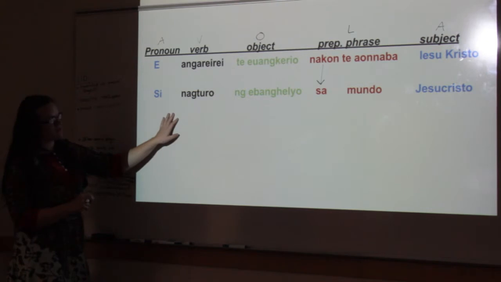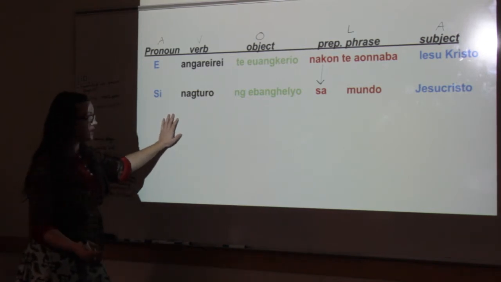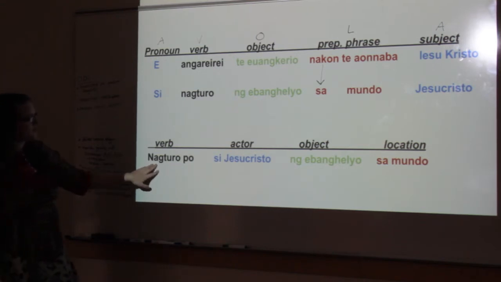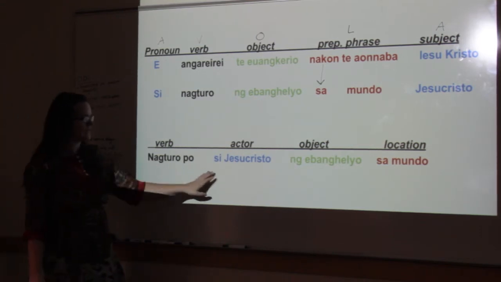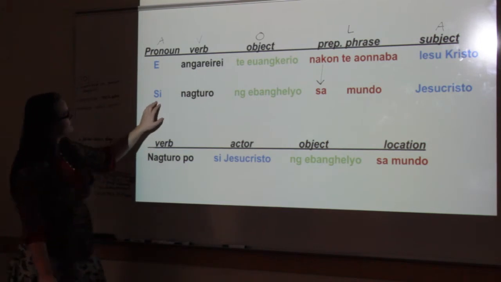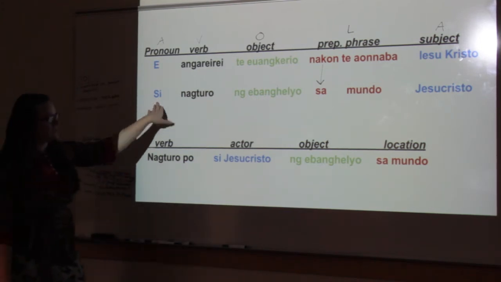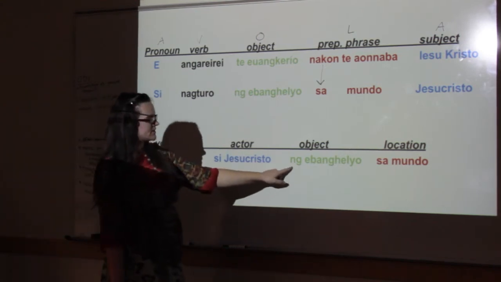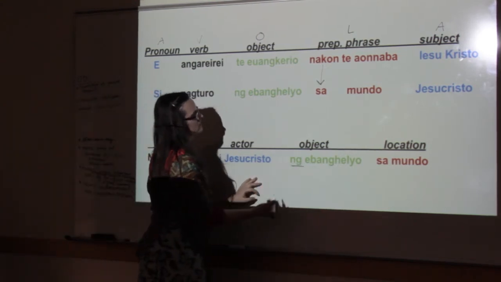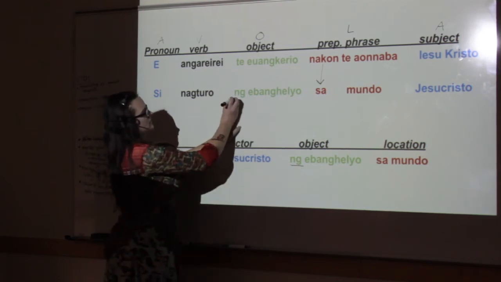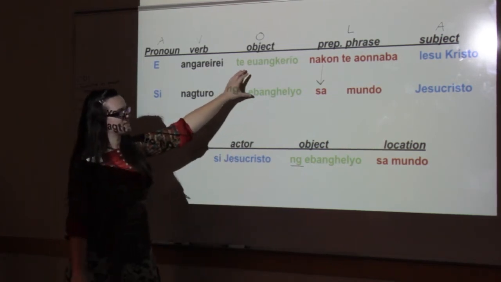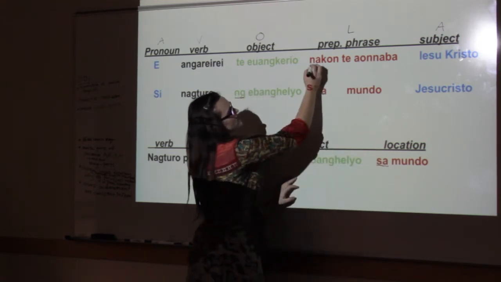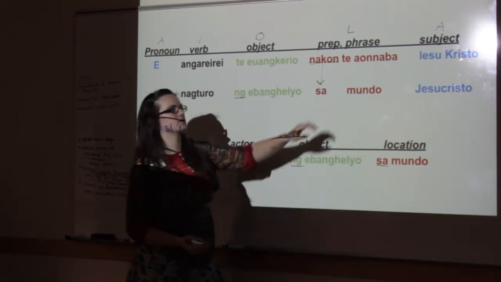So after you've helped them review and translate the sentence into Tagalog, you can put it into Tagalog order. And they can see that the verb always goes first, nagturo po, the actor second, which is marked here in the sentence with si or ni, Jesucristo. The object is always marked by ng. You can see that by the location in the sentence in Kiribati, then sa always marks the location, which they can see by the location in the sentence.